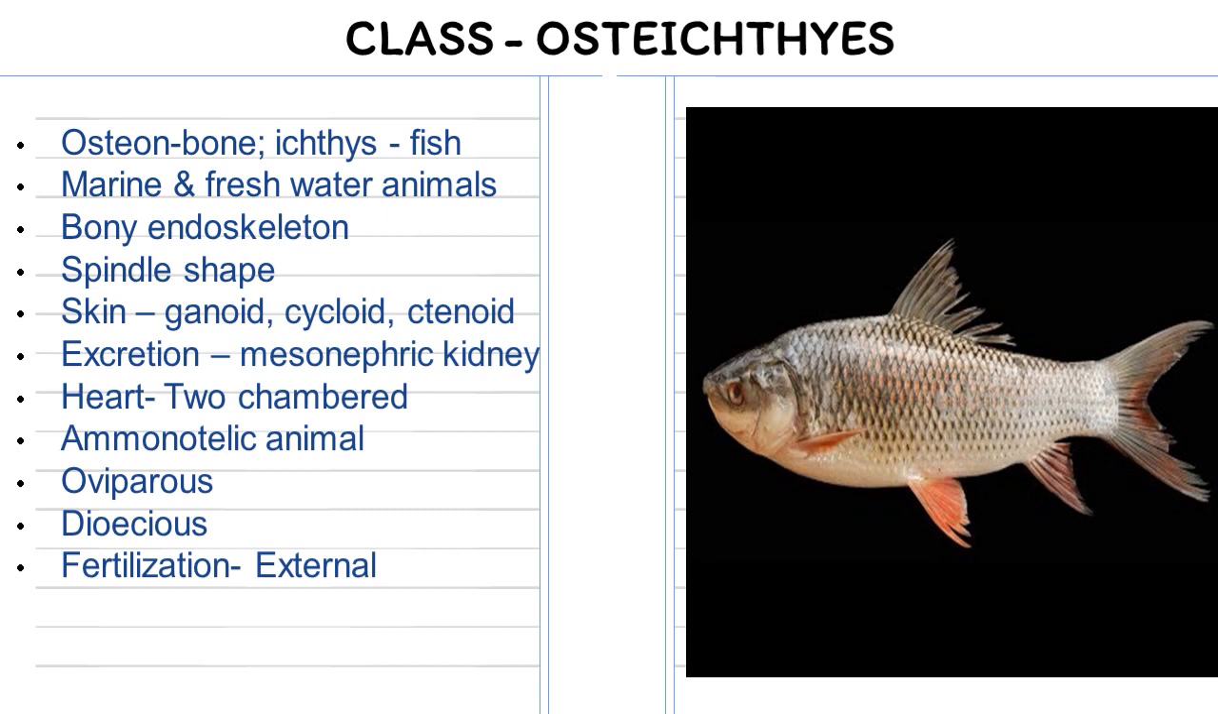Then ammonotelic animals means the excretory waste will be in the form of ammonia. Those organisms are known as ammonotelic animals. Next character is oviparous, meaning it lays eggs. Dioecious means male and female organisms are separate. Then fertilization is external. Fertilization does not take place inside the body, it takes place outside the body in the water. That's why it is external fertilization.